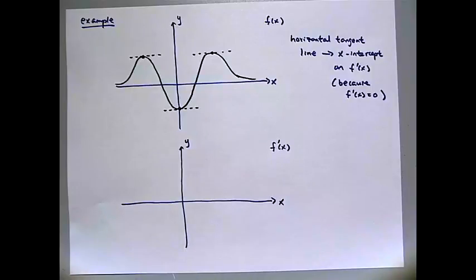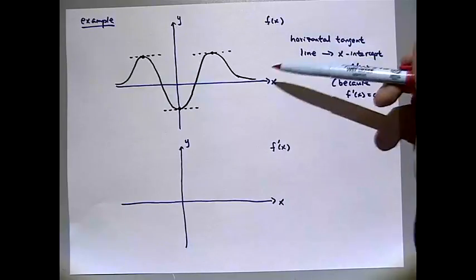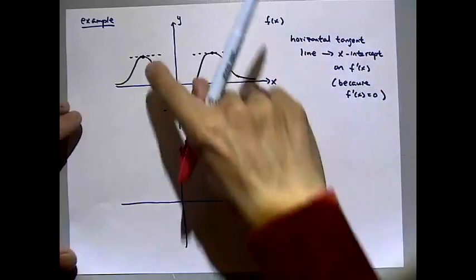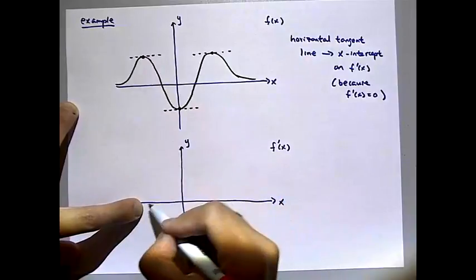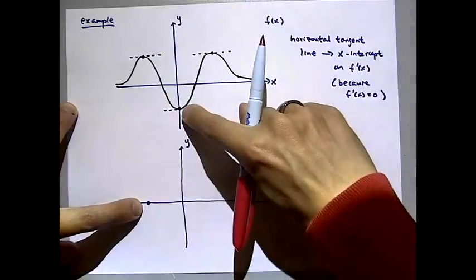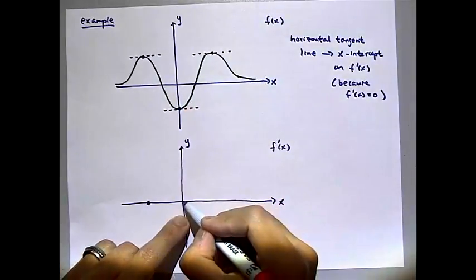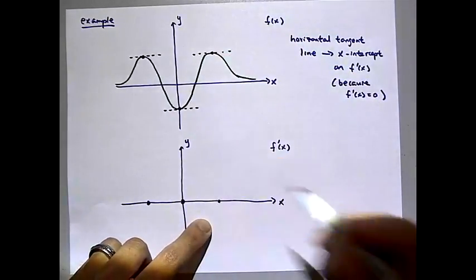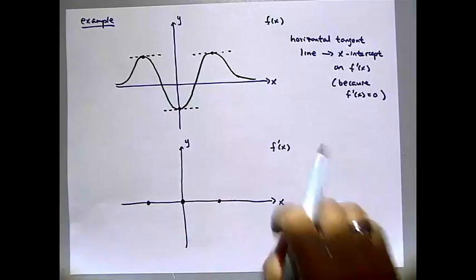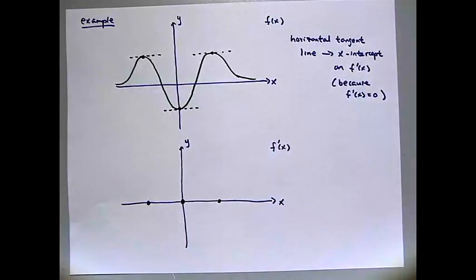And regardless of what is going on anywhere else, I know I have 3 points I can absolutely be sure about on the graph of f prime. Because right here, at this value of x, f prime is 0. At this value of x, f prime is 0. At this value of x, f prime is 0. And those 3 points I know for sure have to exist on there.